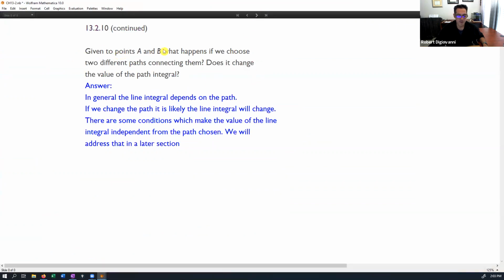So given two points A and B, what happens if we choose two different paths connecting them? Does it change the value of the path integral? Answer: in general, the line integral depends on the path. If we change the path, the line integral is likely to change. There are some conditions which make the value of the line integral independent from the path we choose, and we'll address that later. Sometimes the path doesn't matter.